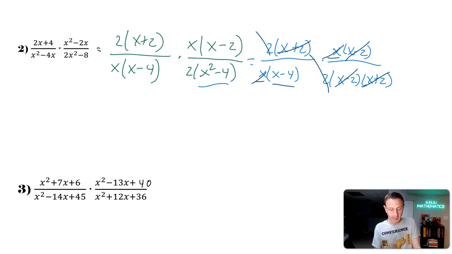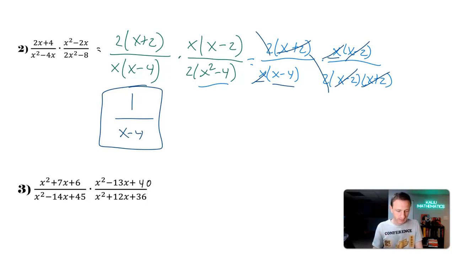So what do I have on top? I just have 1 over, and then I have an x minus 4 on the bottom. So 1 over x minus 4. Fun one there.